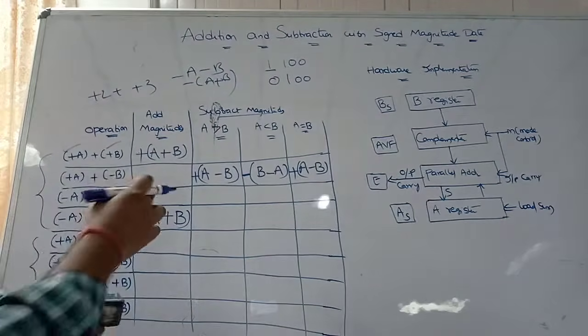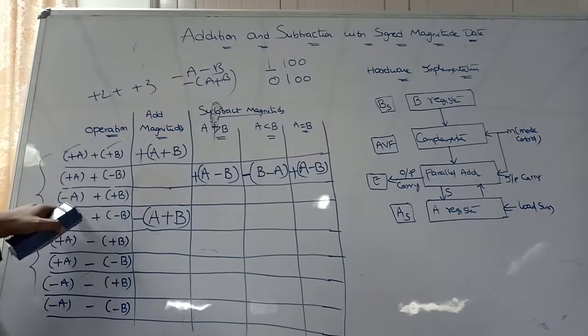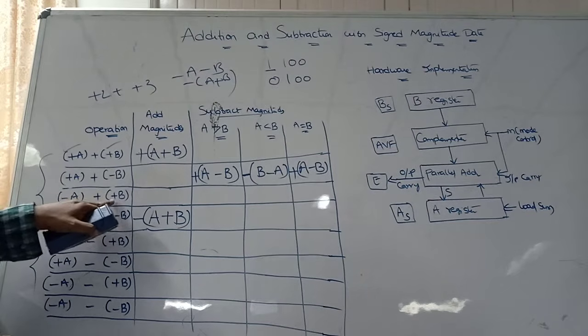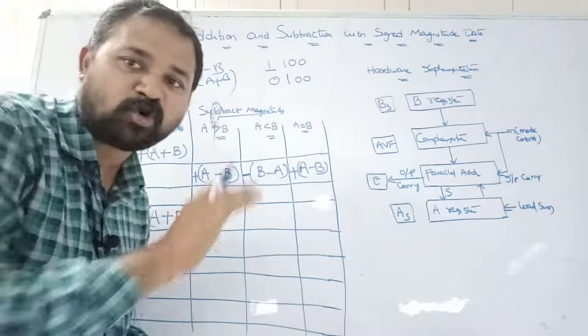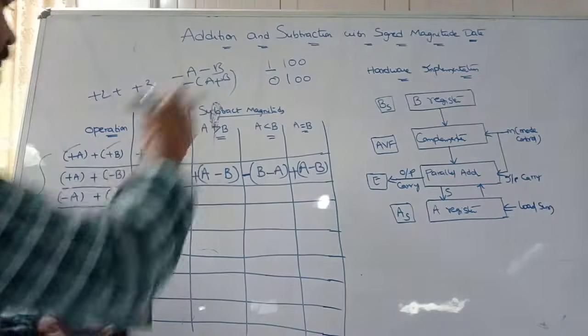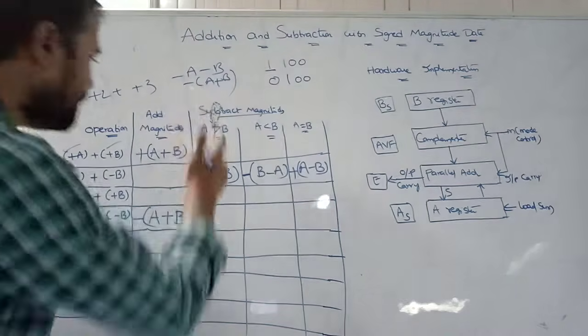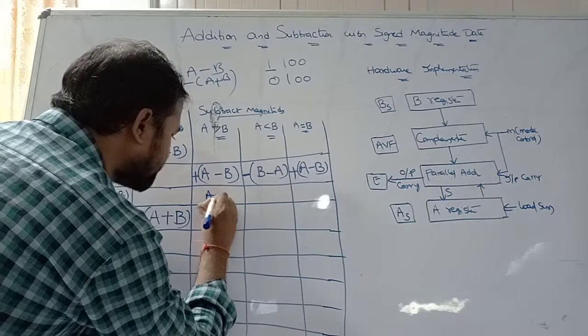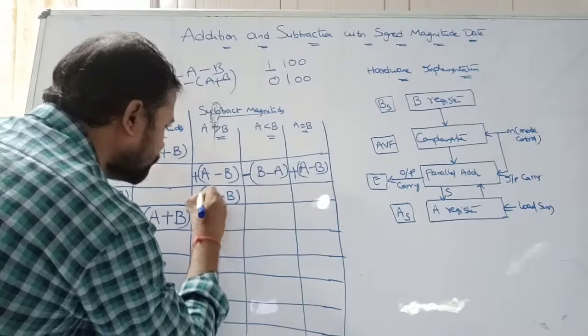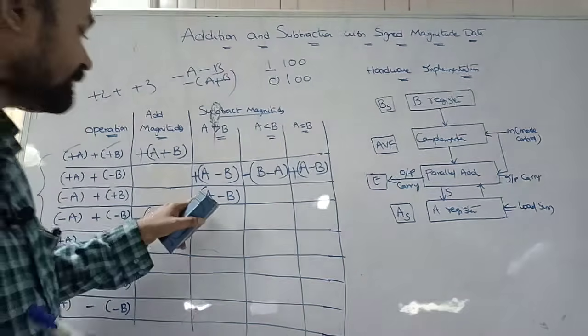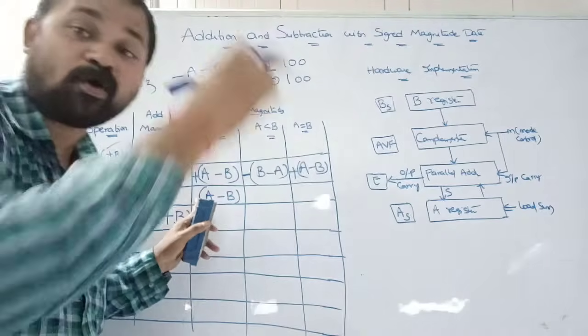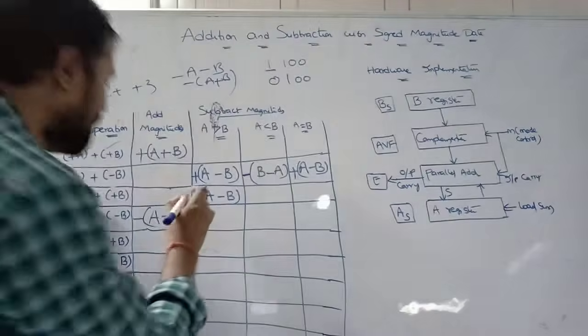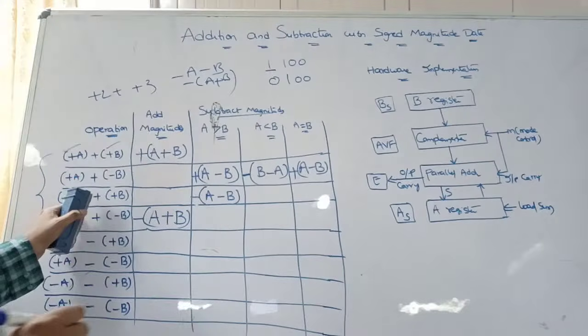Okay. So likewise, let us do this one. Here also the sign of A is minus. The sign of B is plus. So both the signs are different. So we have to subtract the magnitudes. Okay. When A is greater than B, then subtract the smaller number B from the larger number A, and the resultant sign will become the sign of A. What is the sign of A? Minus. So minus will become the resultant sign.